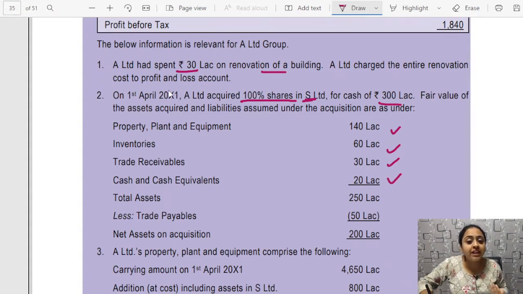They have paid 30 lakh. 30 lakh has been spent on renovation, and 300 lakh cash has been given. So they have given 300 and they have received 20. Total asset is 250, less trade payables taken over from S Limited of 50 lakh. Net asset on acquisition is 200 lakh. They have paid 300, and they have received 200 lakh worth of assets and liabilities.